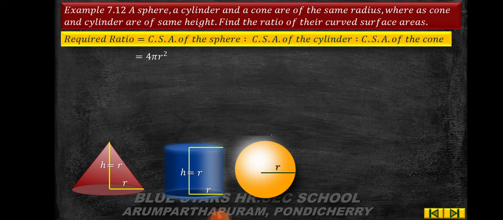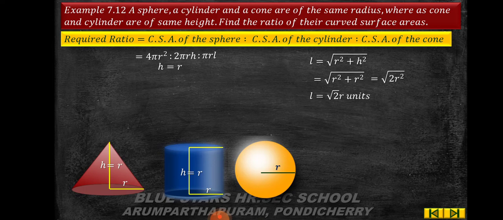Required ratio is equal to CSA of a sphere is to CSA of a cylinder is to CSA of the cone. You have to find the ratio of the curved surface area of the three figures. So CSA of a sphere is 4 pi r square is to CSA of a cylinder is 2 pi r h is to CSA of a cone is pi r l. So h is equal to r. L is equal to root of r square plus h square. Here h is equal to r. So root of r square plus r square is root of 2 r square. L is equal to root 2 r units.